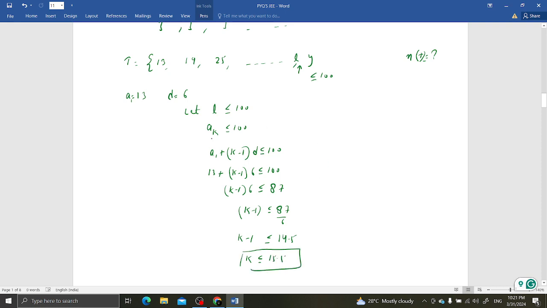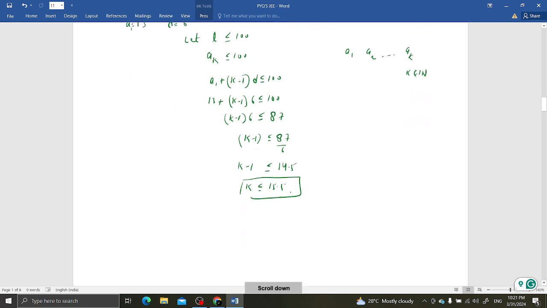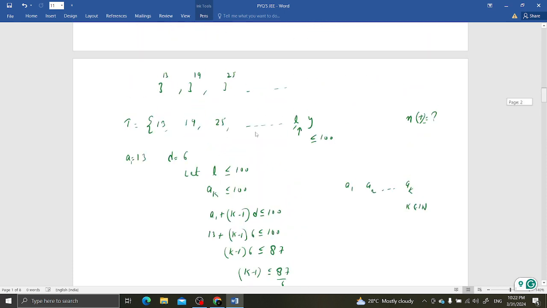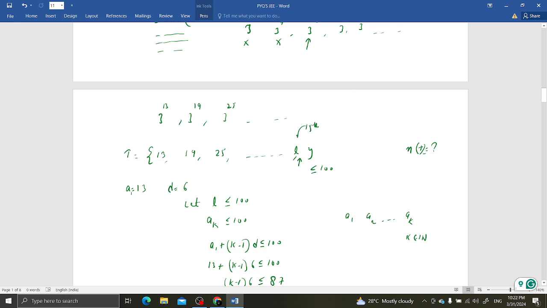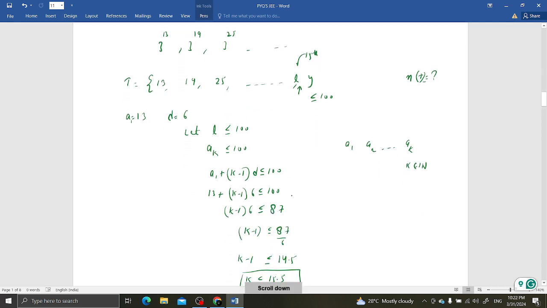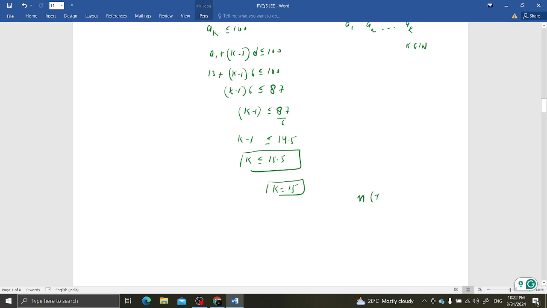But K has to be a natural number. So the largest natural number less than 15.5 is K equal to 15. So it means the last term is the 15th term. How many terms do we have exactly in this set T? 15 terms. So the number of elements in T is 15. Here our task is complete, and we can write our answer.